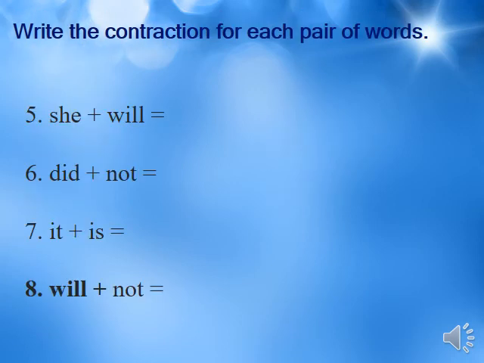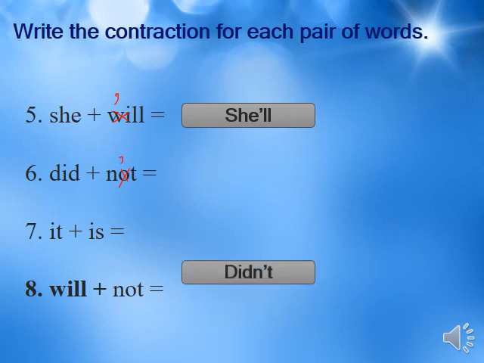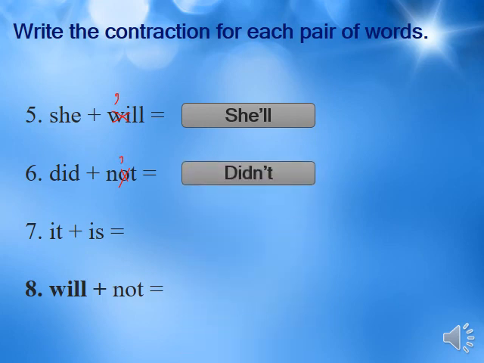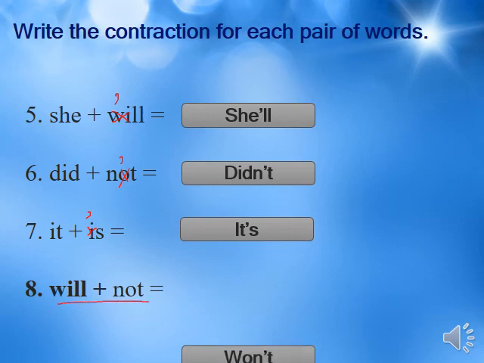Here we are going to write the contraction for each pair of words. She plus will is going to be, yes, what are we going to do? We're going to cross out W and I and replace them with an apostrophe, so it's going to be she'll. Did not. Here we are going to cross out the O and write an apostrophe instead. Didn't. It and is, cross out the I and write an apostrophe instead. It's. Will and not. Yeah, this is the special form, so it's going to be won't.